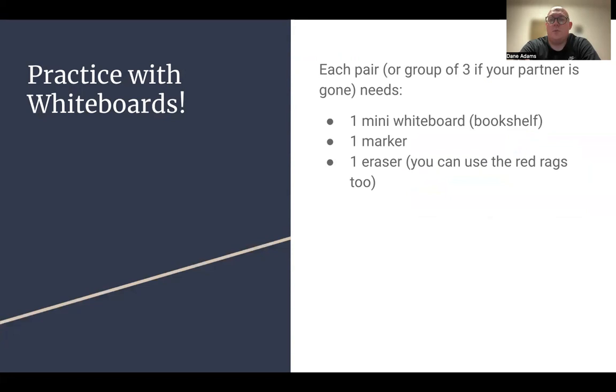What we're going to do is do this with whiteboards. These examples are not in your study guide. Everybody needs this set of materials. Each pair, or if you're sitting with three people and your partner's gone, then you can work as a group of three. But each group needs one mini whiteboard, which you find on my bookshelf, one little marker, and one eraser. And you can use those red rags if you run out of erasers. The sub will pause the video here and let you go get those materials.